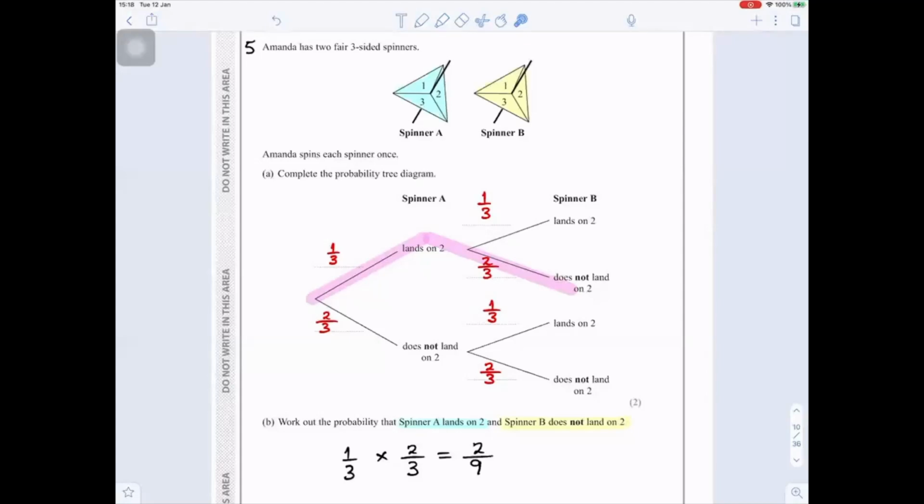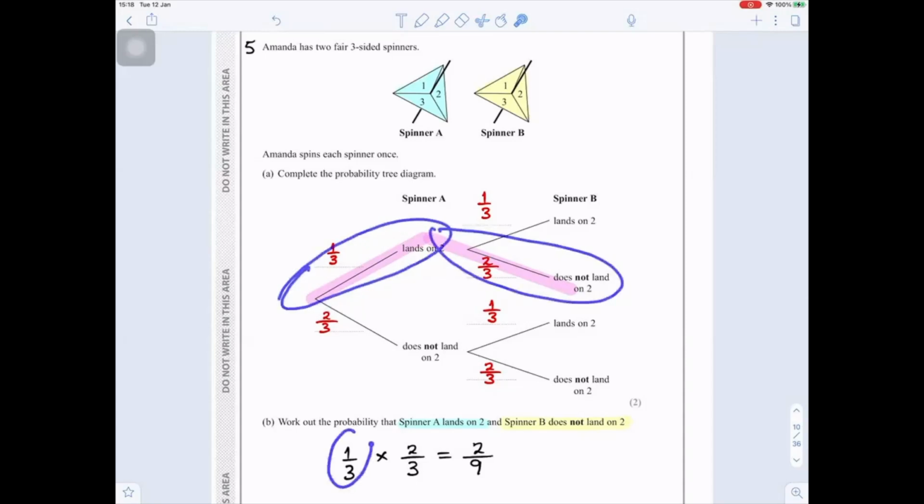Part B says, work out the probability that spinner A lands on 2 and spinner B does not land on 2. So if you look on the probability tree diagram, spinner A lands on 2 and spinner B does not land on 2.